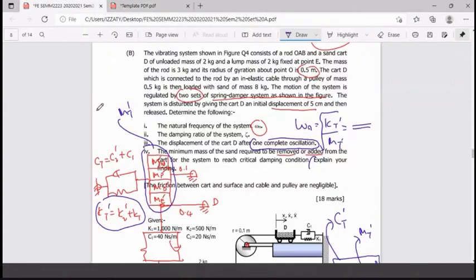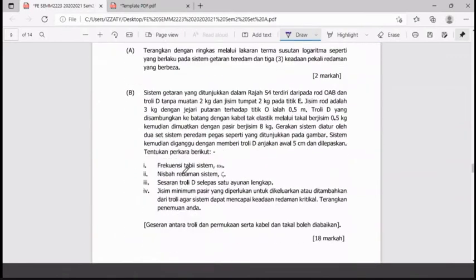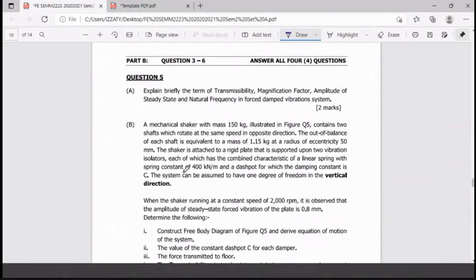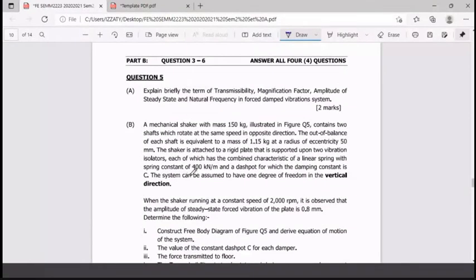Okay, I'm going to move to the next one. I have another couple of minutes. This one here, the force derivation. For the force derivation, explain briefly the term transmissibility. I think everyone knows what transmissibility is. You can check your notes. What is the magnification factor?